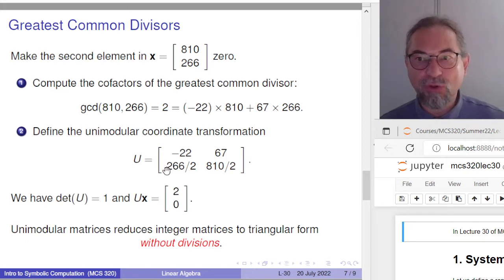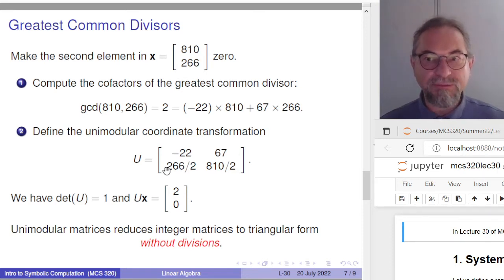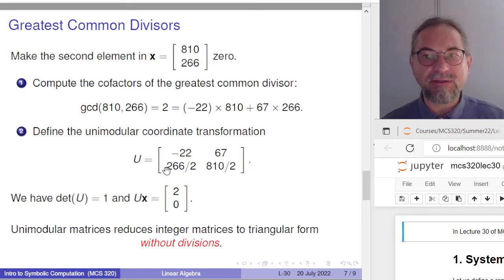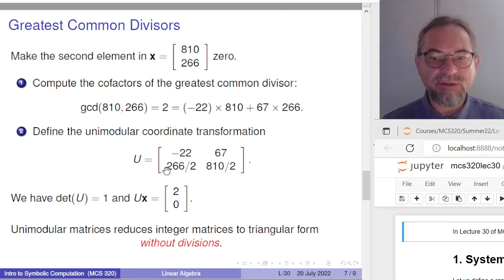So with these unimodular coordinate transformations, we can selectively introduce zeros, and the unimodular coordinate transformations are invertible. So if you do the coordinate transformations on the left, you can accumulate all of them to reduce the matrix, and also see this as a factorization of the matrix. So this will lead to the Hermite normal form, as I hope to illustrate in the second part of this lecture.